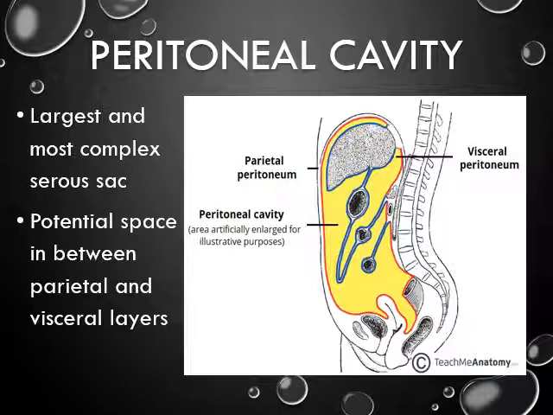It is the largest and most complex serous sac. It is a potential space in between the parietal and the visceral peritoneum. As aptly said, the peritoneal cavity is not as big as shown here, because the abdomen will be accommodating a whole lot more organs than are shown here, and hence the area is artificially enlarged just for illustrative purposes. The peritoneal cavity is filled with around 50 ml of serous fluid.